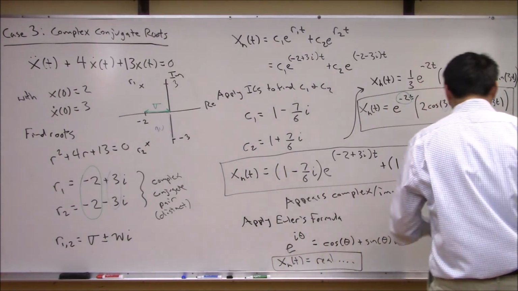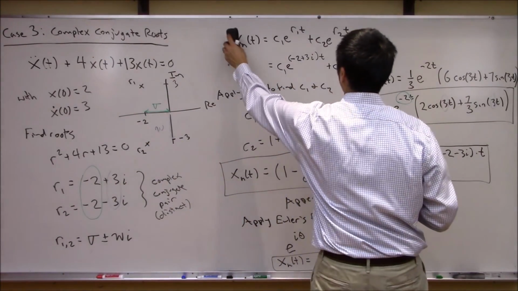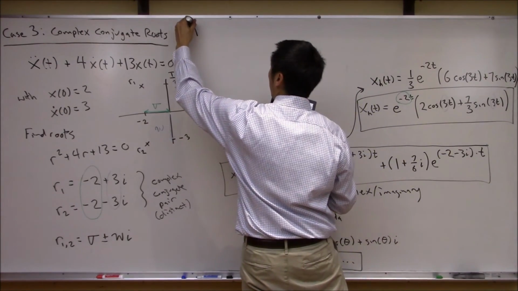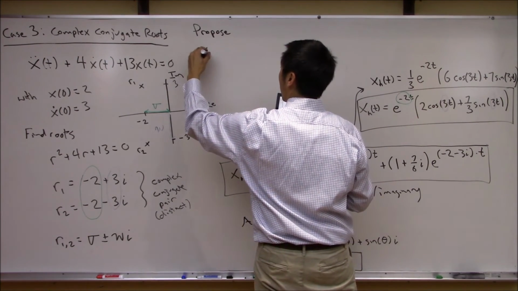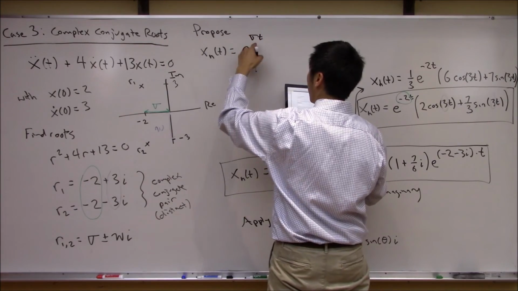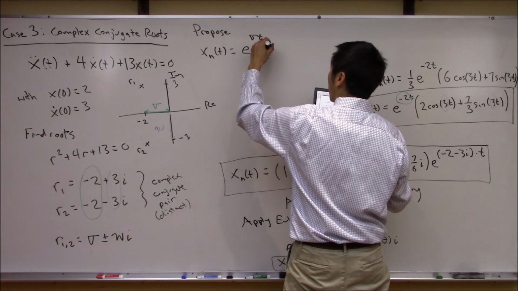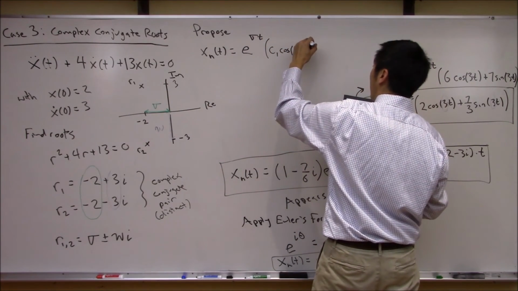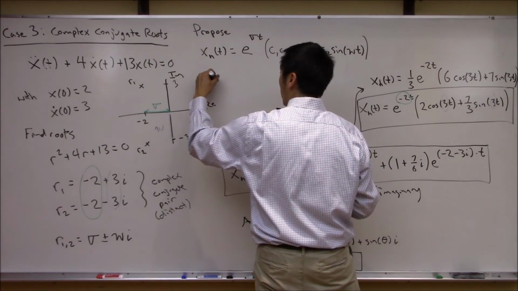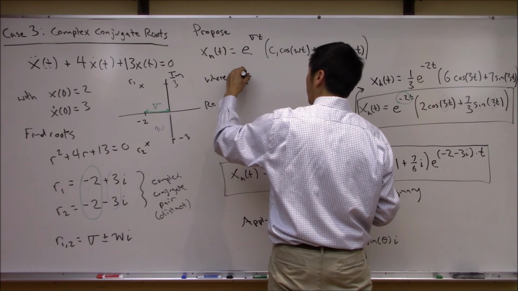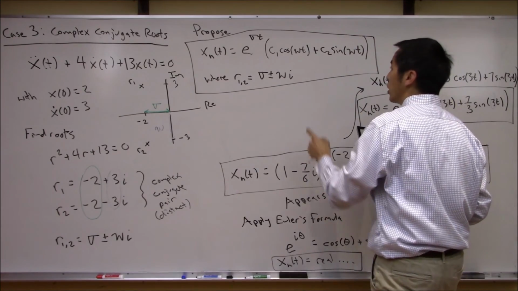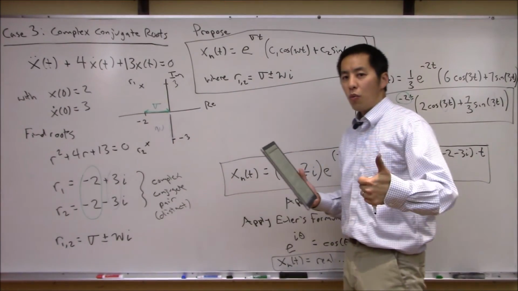To make this explicitly obvious, let me find some room. Let's get rid of this, this is what we were doing earlier. Let's propose a different solution format which might be easier to deal with. Let's say x homogeneous of t is e to the sigma t, the real part, times C1 cosine of omega t plus C2 sine of omega t. That's basically the format that this solution took. We have to be careful that R1,2 is given by sigma plus or minus omega i. So this is the general form of the solution, and we can show that if you plug this into the differential equation, it's going to solve it for you.